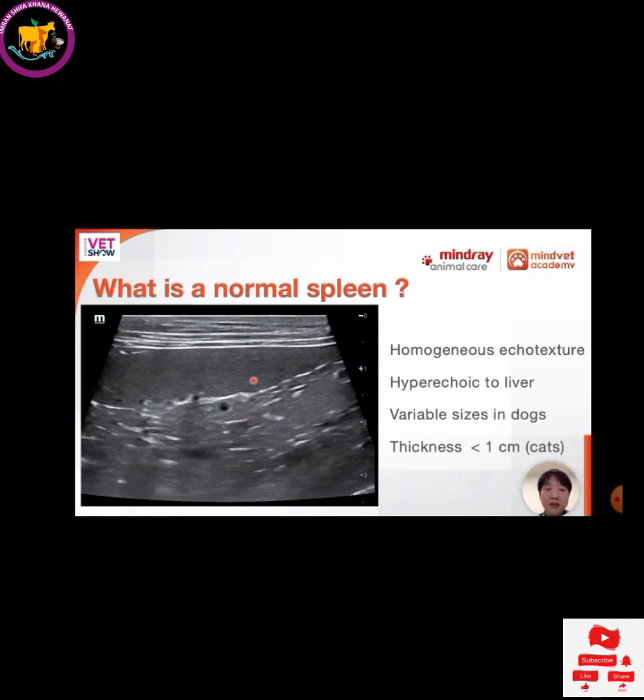In dogs, splenic size is often evaluated subjectively, identified by a blunt margin, indentation to the urinary bladder, and presence of the spleen on the butt side of the abdomen. In contrast, in cats, the spleen is more consistent in size. That should be less than 1 cm in thickness.